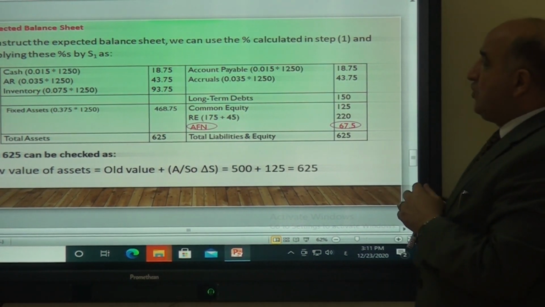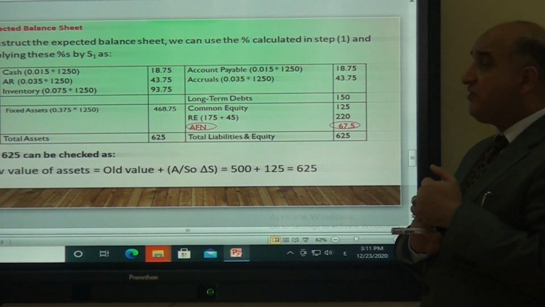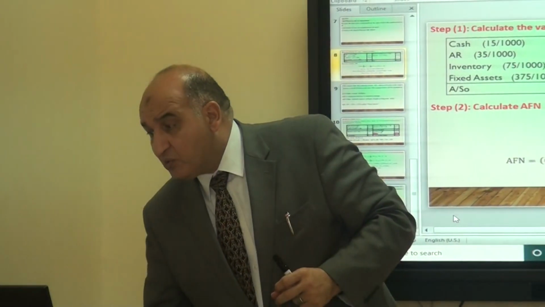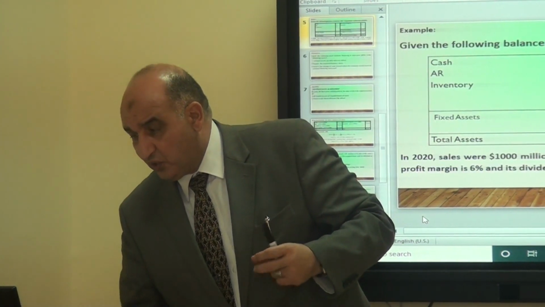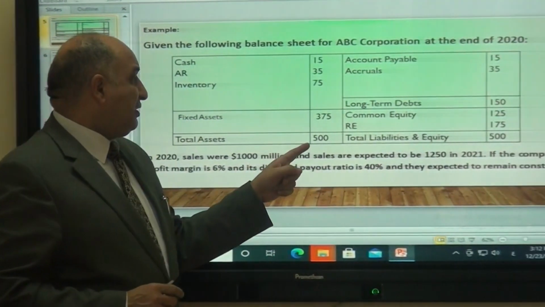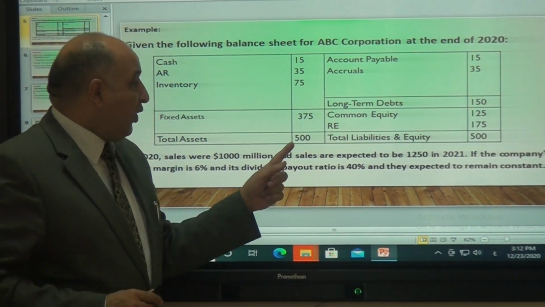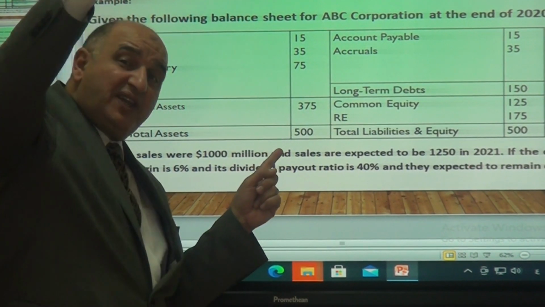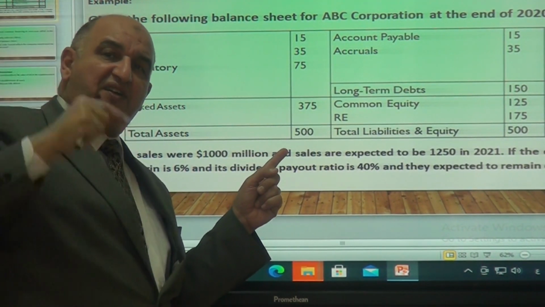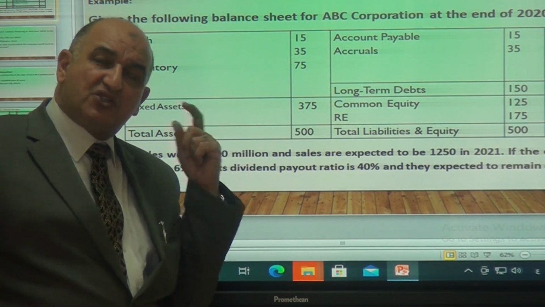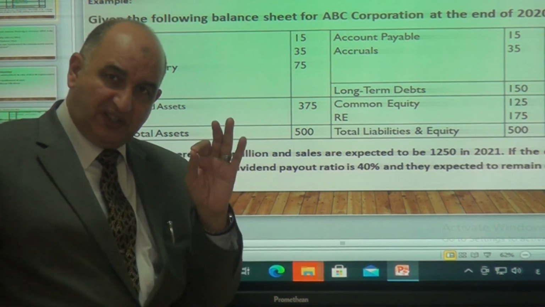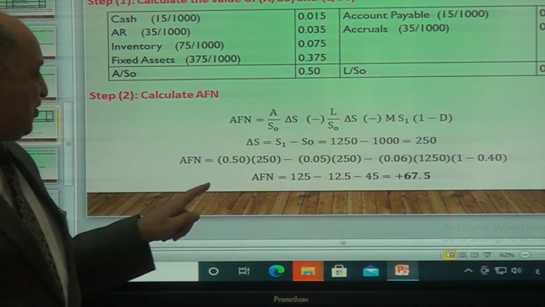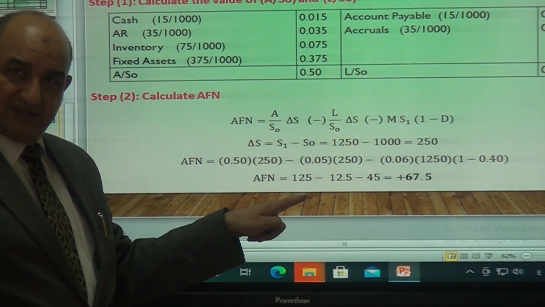Okay? You have to recognize, please concentrate highly, if you need to check your work, are you right or not? This is the old balance sheet. The old balance sheet was 500. The new one is 625, which increased by how much? Yes, increased by 125, which is the value of the increase in assets. Perfect.